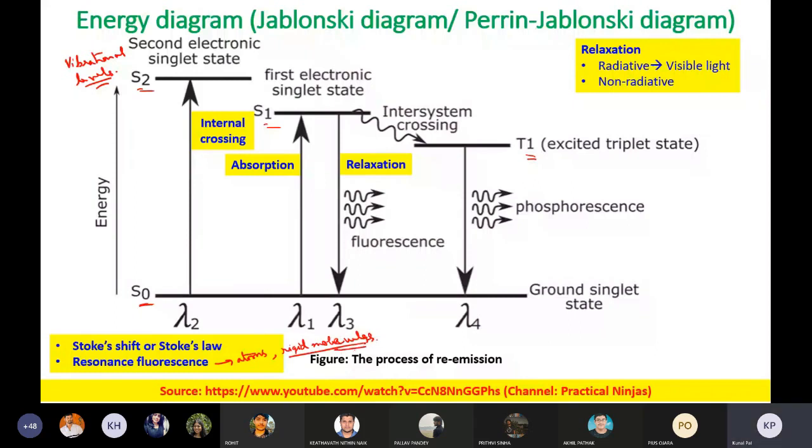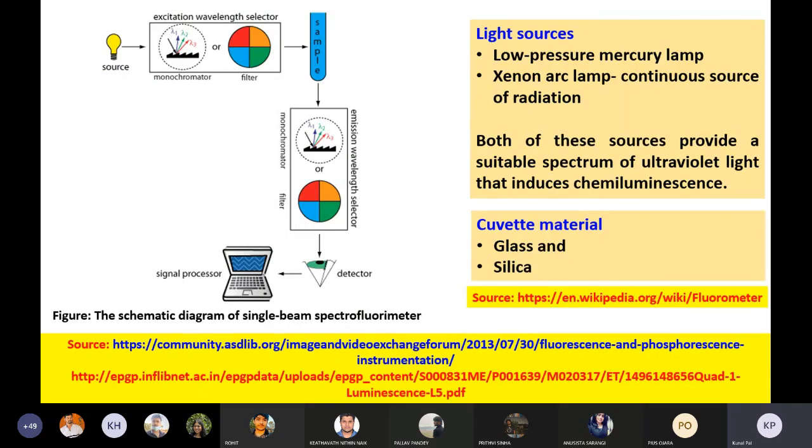So is this clear? Why we are having fluorescence and why we are having phosphorescence, and what are the different relaxation processes, that is the radiative process and the non-radiative process. Is that clear to all of you? Now coming to the instrumentation of the fluorescence spectrometer. So we have the source, we have the monochromator, we can also have the filter. So in either of these two, we need to select a specific wavelength, and then we will be exciting the sample with that source.